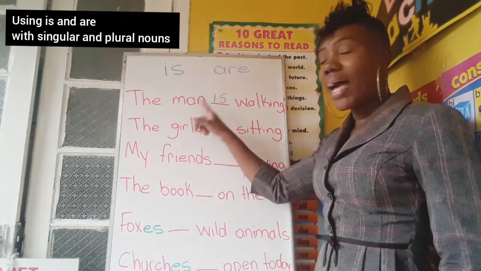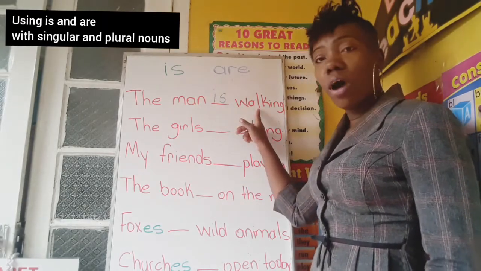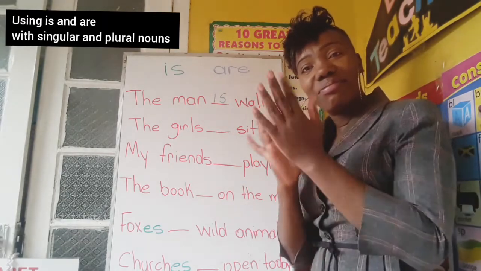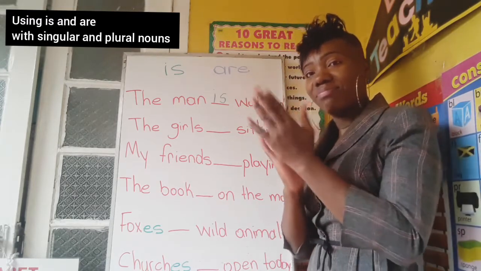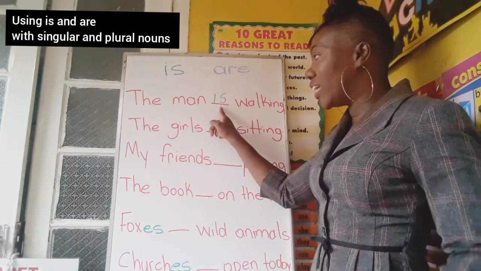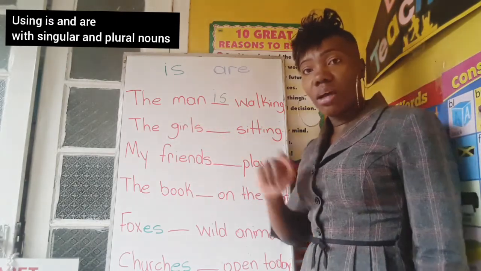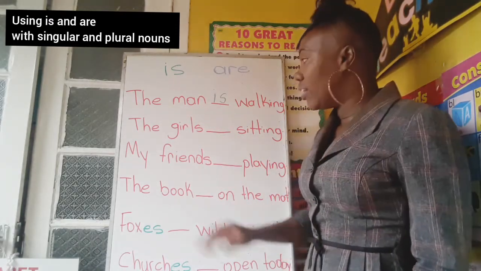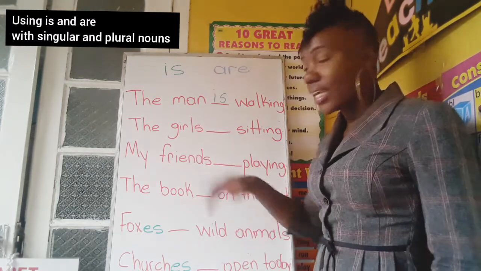The man is walking. Clap yourself. Very good. So, singular noun, and we use is because it's talking about one man. Now let's go to the next sentence.